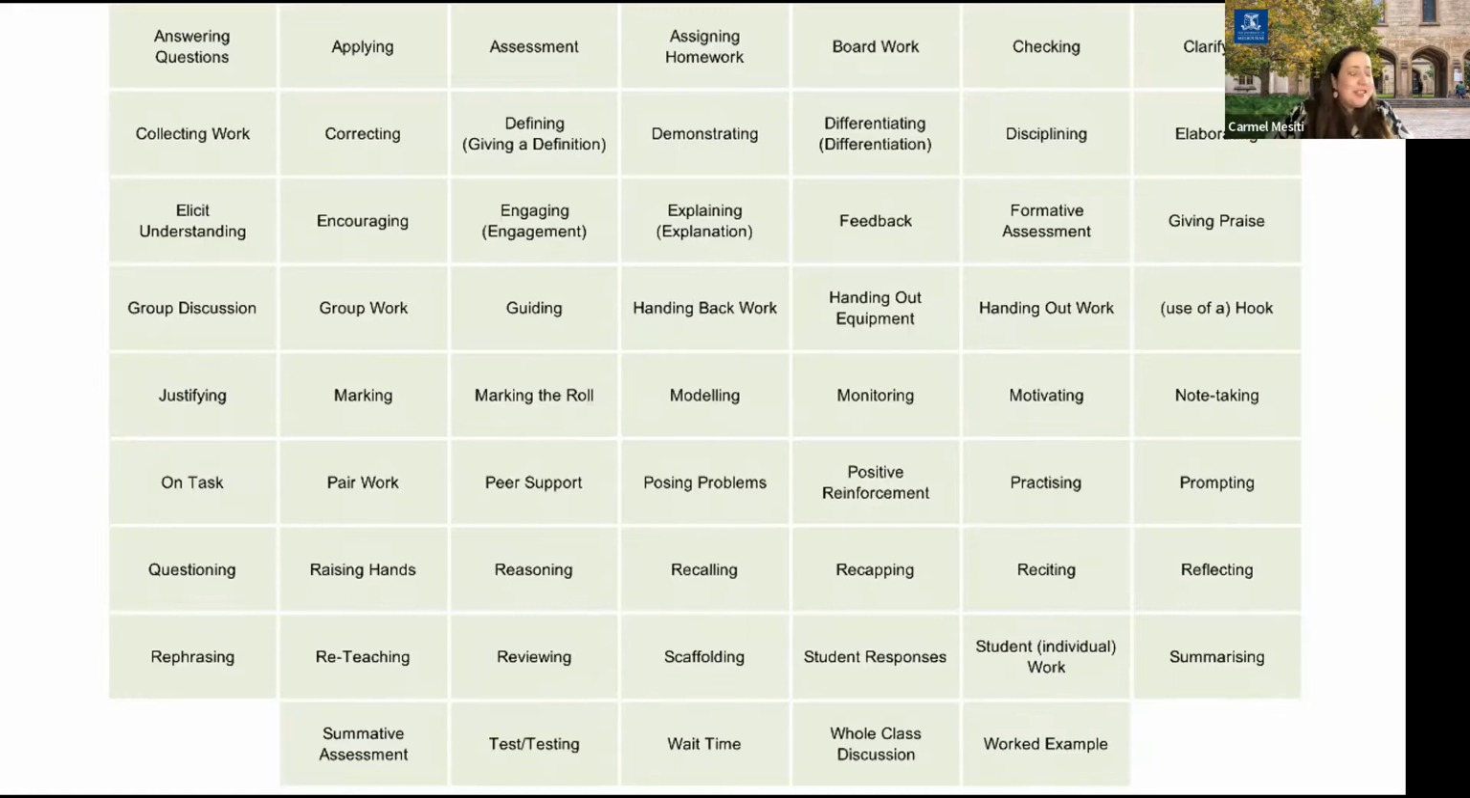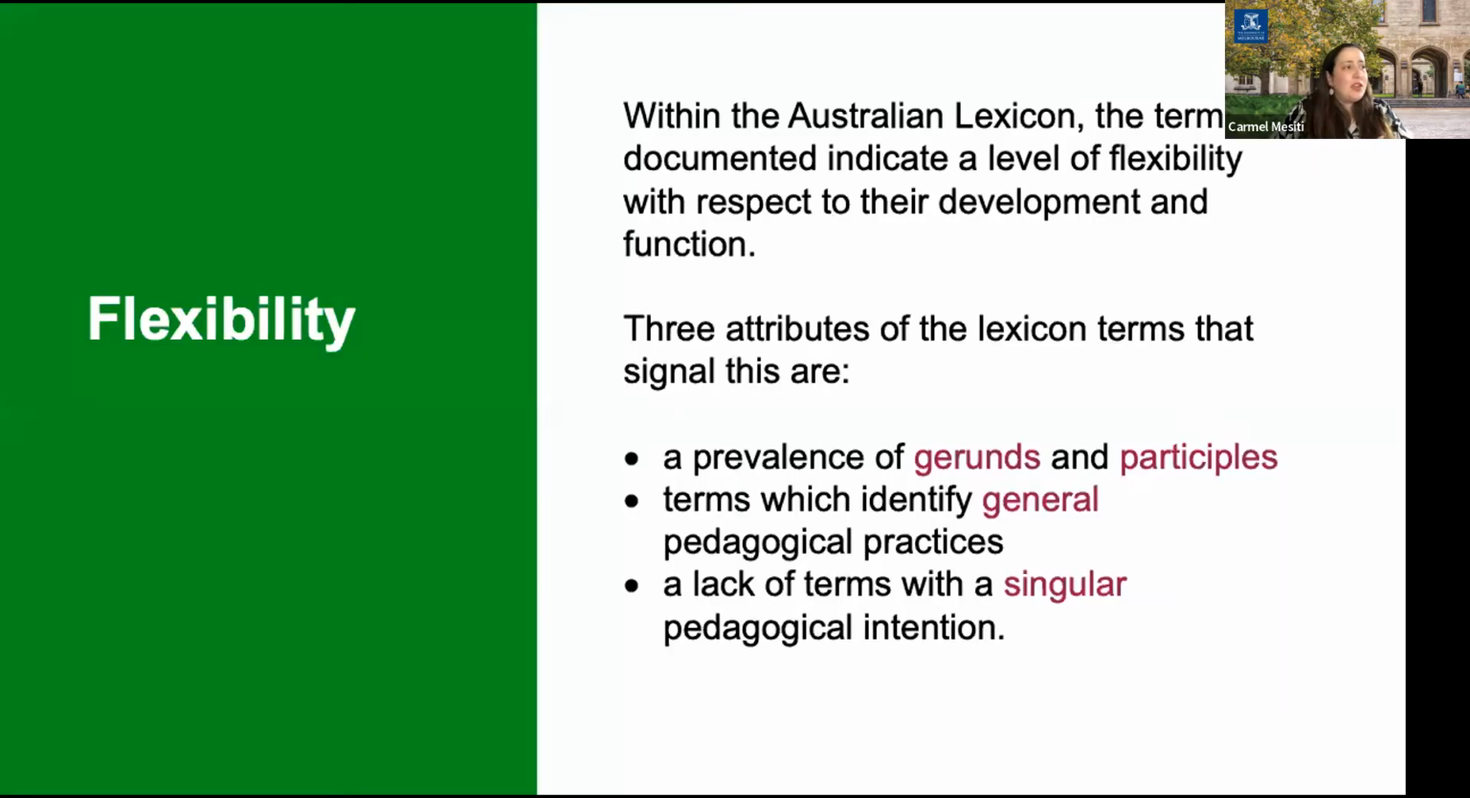You may have noticed something about them. And this was really surprising to us. It was really such a fascinating experience to go through this process of empirically documenting this lexicon. We found that the terms had a level of flexibility with respect to their development and function. There were 3 attributes of the terms that signified this.